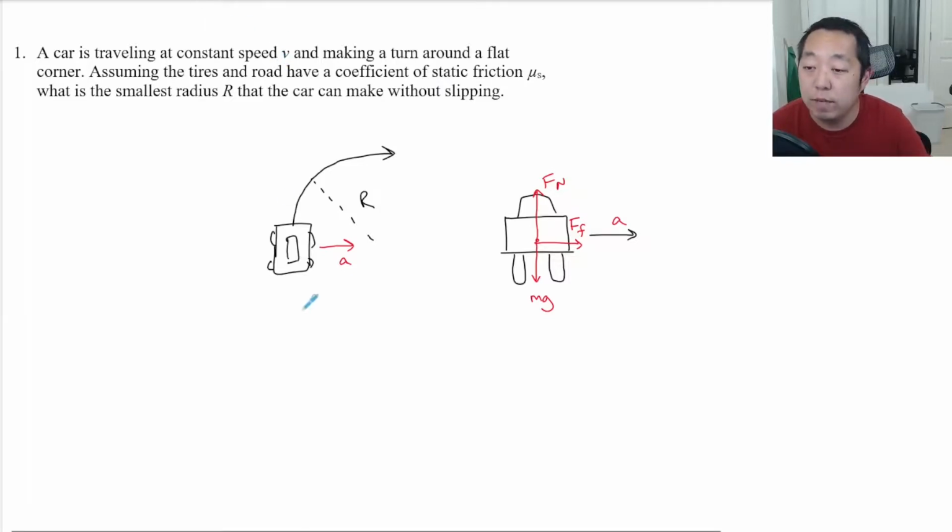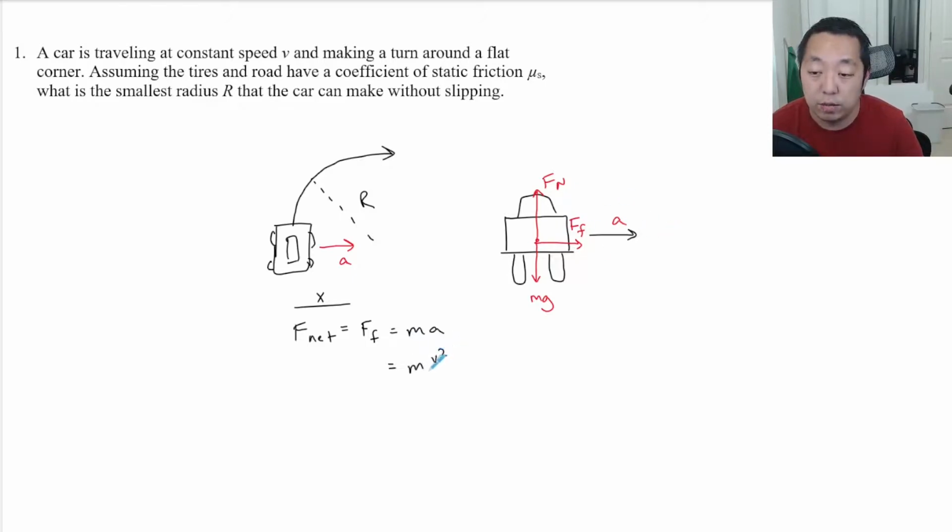So if I look at the net force here, let's look at the x direction first. Net force is just the force of friction. That has to equal ma. And it is in the horizontal direction. It's doing centripetal acceleration, so we do v squared over r. So that's the first equation that we get.